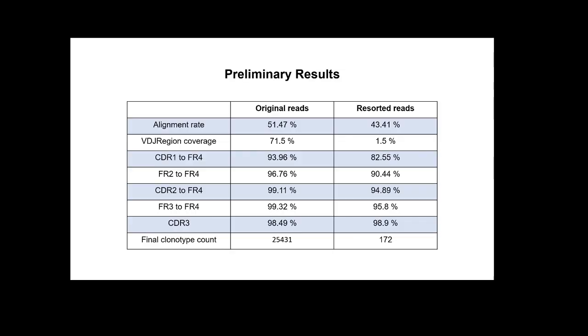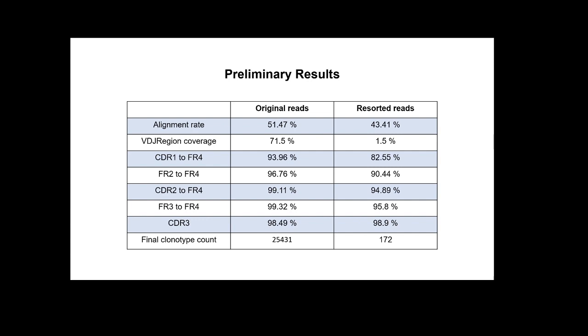Coming to the preliminary analysis, for example, if I ran my data on one particular tool and found that the alignment rate for the original replicates was 51.47, I should have gotten a similar result for the resorted rate. If I'm not getting it, it means there is some kind of error introduced through a manual error or the tool error. So we need to identify what kind of error it is, and it will help us in generating reproducible results, which will make it more reliable.